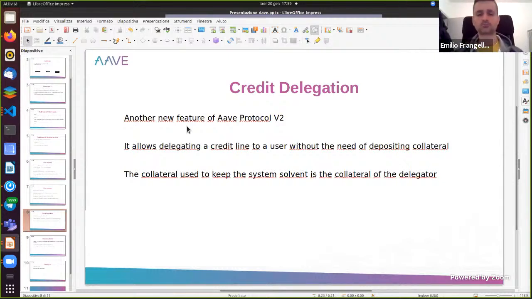Okay, so this is the other functionality that we were supposed to talk about during this session. And it's very important because it introduces a new concept in DeFi, that is the possibility of taking uncollateralized loans, essentially. So how does it work? Is it really uncollateralized? And what can I build with it?